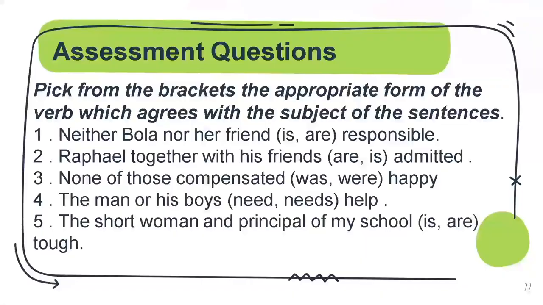Now, the assessment questions will be displayed on the board. There are five of them. So I want you to give me the five answers at once. Don't type one after the other. The first person to send in the five answers at once correctly, type in the five answers at once and send them in. I'll be waiting for you.